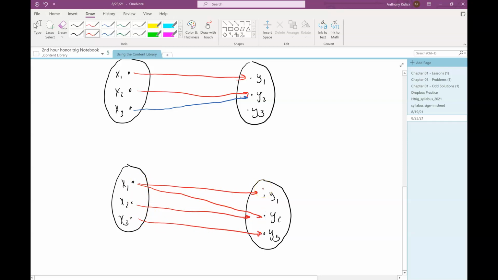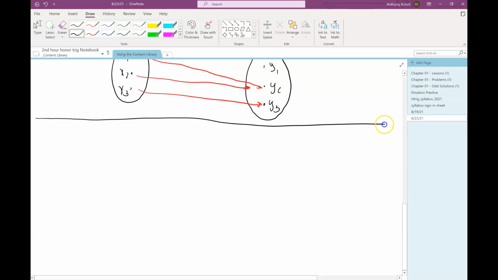How about this one? What's the matter with it? X1 is going to two different locations. Very good. So this is not currently a function. To fix it, what could we do? Just deleting one of those two arrows would be fine. Now it's a function. Cool. All right. We feel comfortable about mapping diagrams and picking out functions and non-functions. Should be easy, right? Stuff you did last year. We probably got pretty good at it.